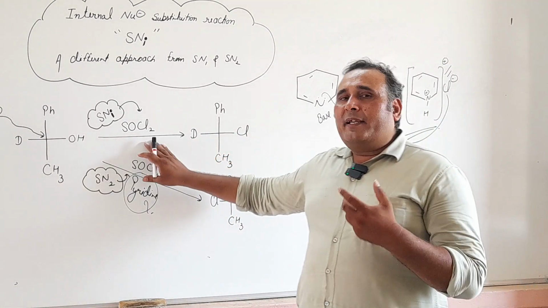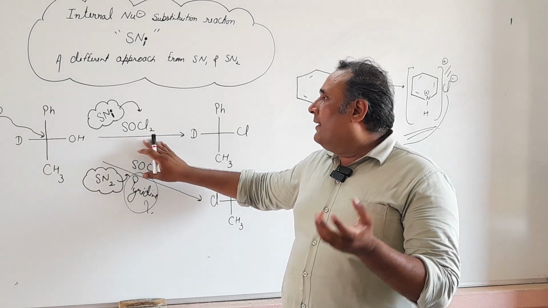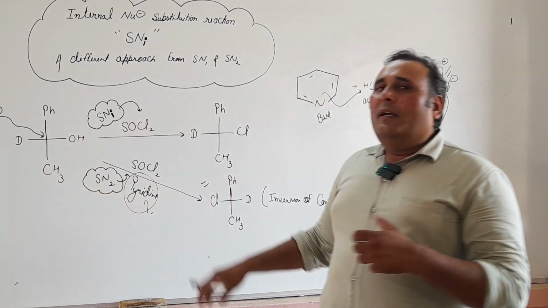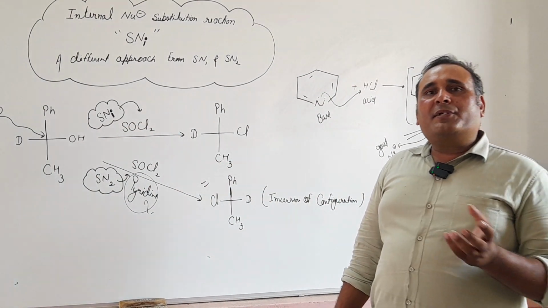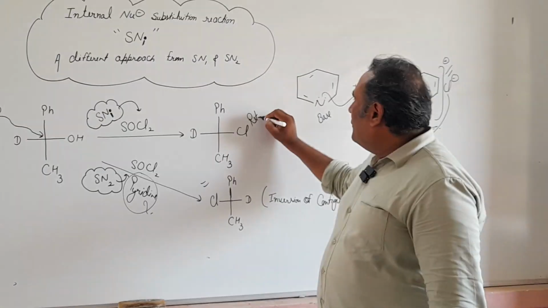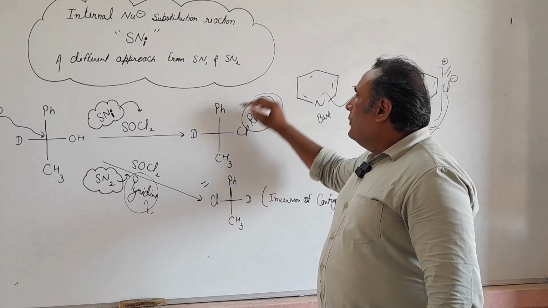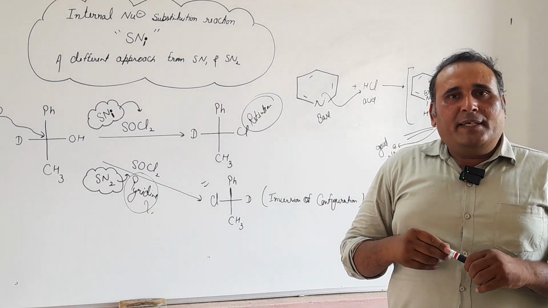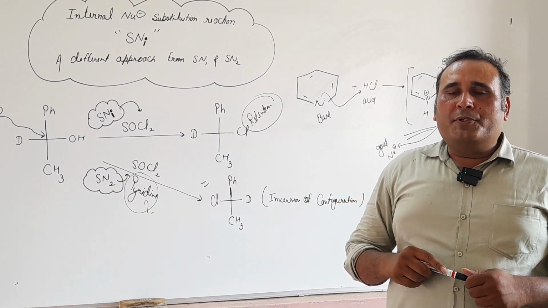And if we are taking only plain SOCl2 with alcohol, then the internal nucleophilic substitution reaction occurs, and we will get the retention of configuration product. So that was the SNi, internal nucleophilic substitution reaction.